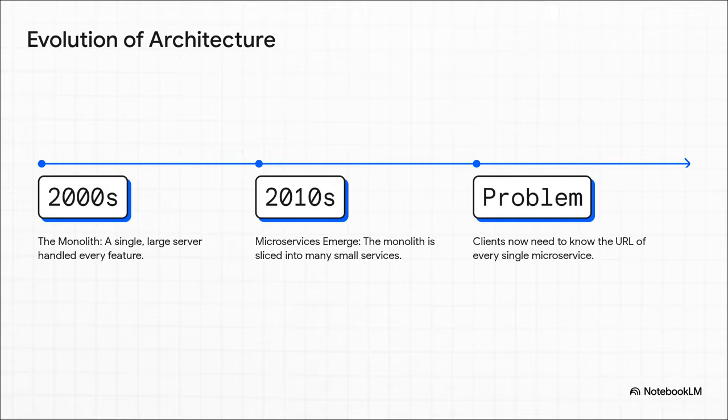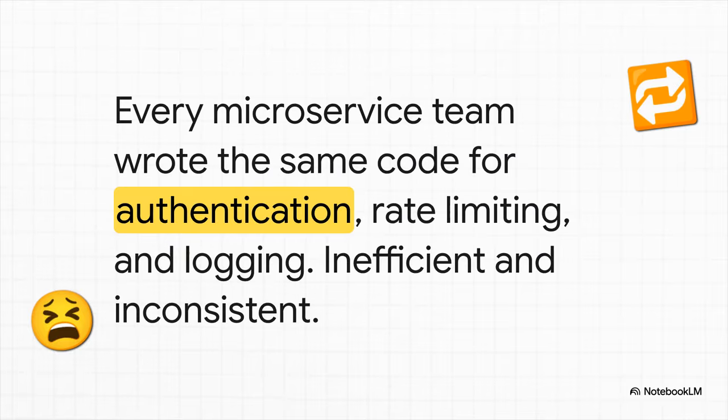This was great for letting teams work independently, but it created a total nightmare for the apps trying to talk to them. The front end now had to know the address for the user service, the product service, the payment service. It was a tangled mess. And it wasn't just a connection nightmare. A second huge problem popped up. Every single one of those little microservice teams was writing the exact same code over and over again.